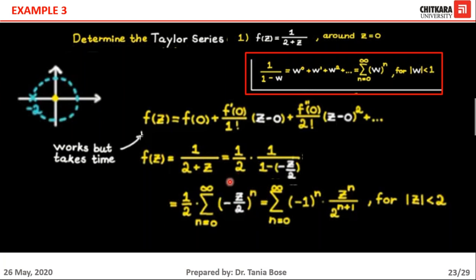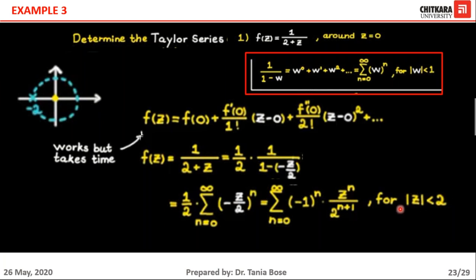Now let us just simplify this term. Minus sign you can take out. Minus will come n times. So it is becoming minus 1 raised to power n, z to the power n. That is being written here. In the denominator, you will get 2 to the power n. And there is 1 by 2 outside also. So that will also come in, and it will become 2 to the power n plus 1.